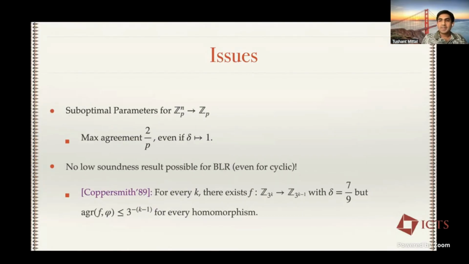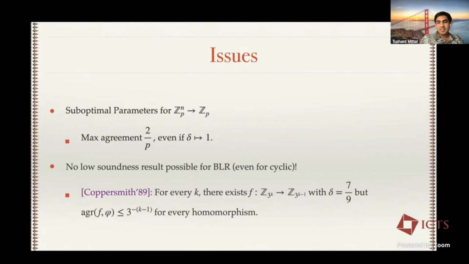It's 7 over 9. But this function does not agree with any homomorphism at more than 3 points. So this agreement is variable. Think of k large enough. But your delta does not really witness this. Your delta is kind of fooled into believing it's quite like a homomorphism.